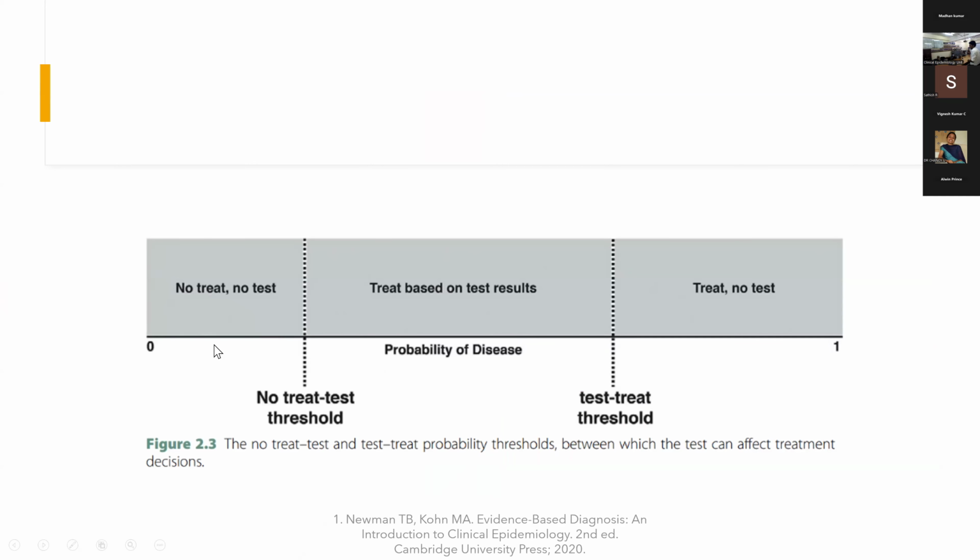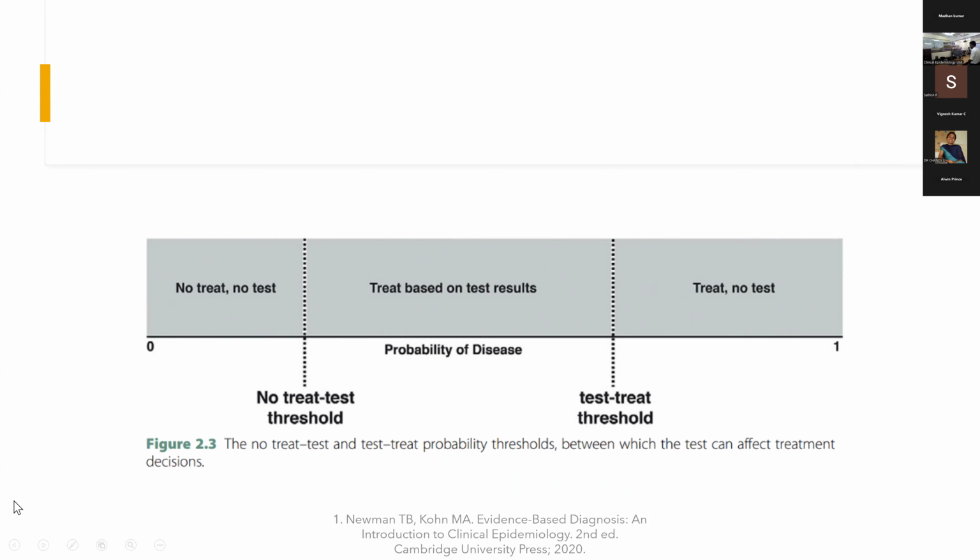So in reality, we'll be having 2 different thresholds. One is called the no treat test threshold, and the second is called the test treat threshold. If we get a value which is less than the no treat test threshold, we'll not even be doing the test and will not be treating the patient. Whereas if we get a value which is above the test treat threshold, which means that the pretest probability of the disease is so high that even if you do the test, and even if the test comes negative, it will not change your management. You will anyway treat the patient with oseltamivir. So in these 2 scenarios, we will not be testing the patient for the disease.